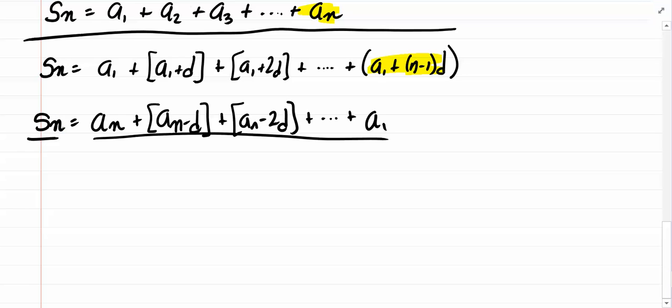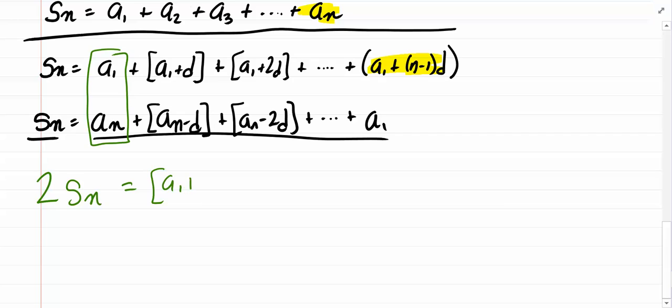2 S sub n's, right? Equal. Now, if I pair this one up, what would I get? I would get a sub 1 plus a sub n. You guys agree with that part? Okay. Now, pair this one up. What do you guys get? Yeah, what happens to those d's? Those d's cancel out, right? So what would I be left with?